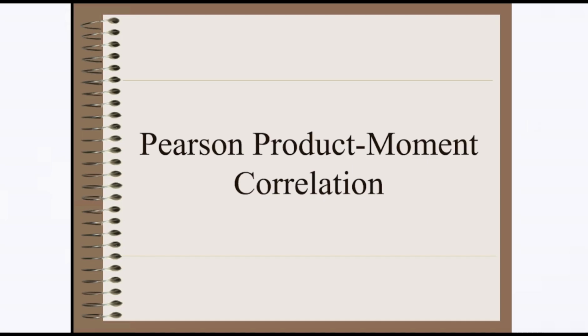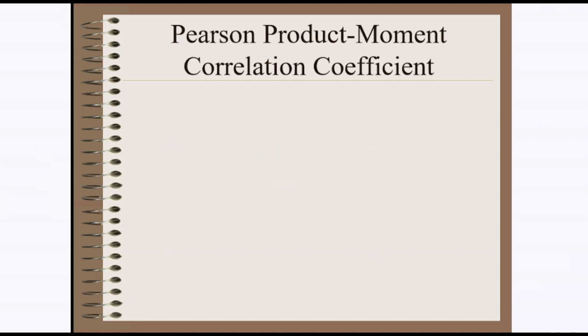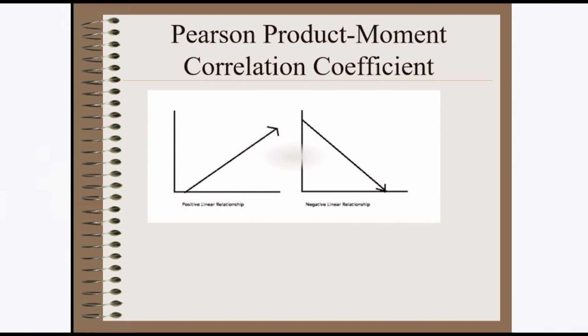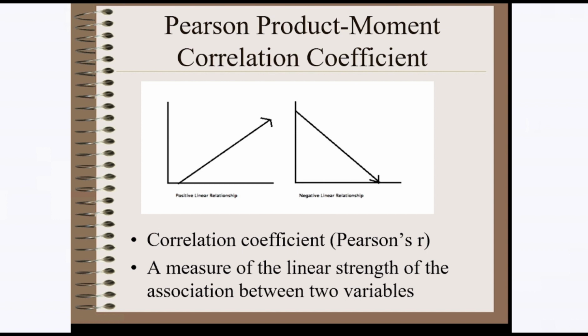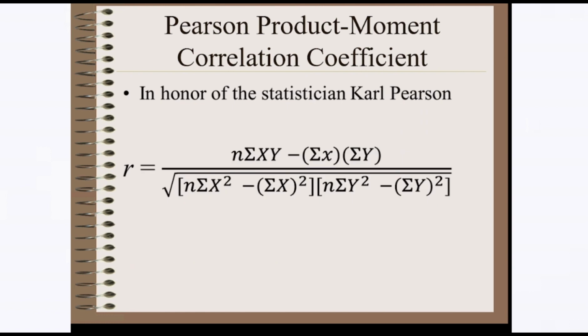Pearson product moment correlation is the most widely used in statistics to measure the degree of the relationship between linearly related variables. Pearson product moment correlation coefficient, or simply correlation coefficient, or yung mas kilalang Pearson's r, is a measure of the linear strength of the association between two variables. It was founded by Karl Pearson.